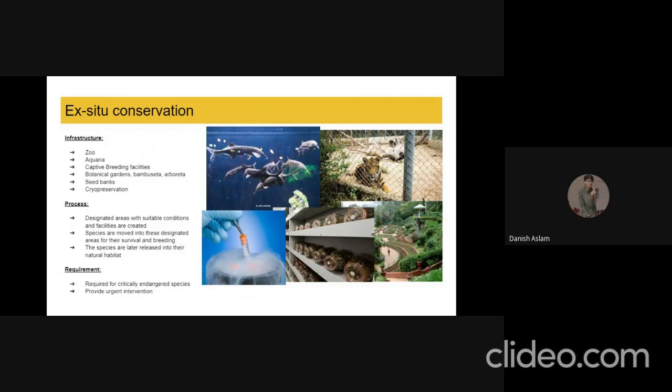Ma'am, basically, one is for research purposes, as we all know. The second one is, if the species is very critically endangered, we can conserve it in a safe space, creating its own environment, like we make zoos and botanical gardens. Yes. Kuldeep, you wanted to say something?